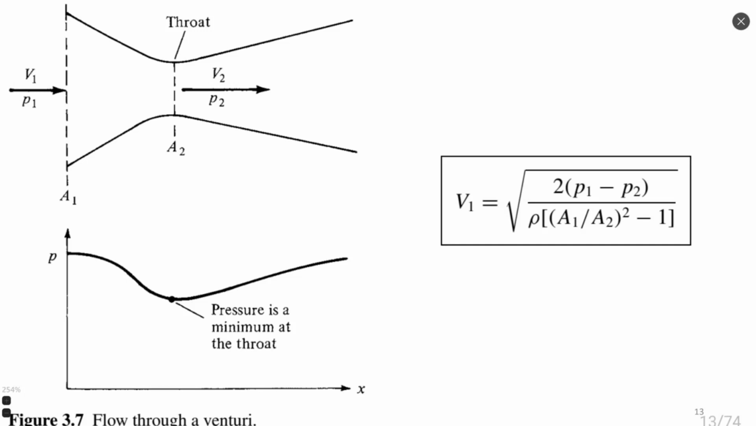The formula which you may see here on the right part of the screen describes the velocity, which we might be interested in calculating as a function of the pressure difference and the area ratio, A1 and A2, at the entrance of this diffuser or nozzle and the exit of this nozzle.